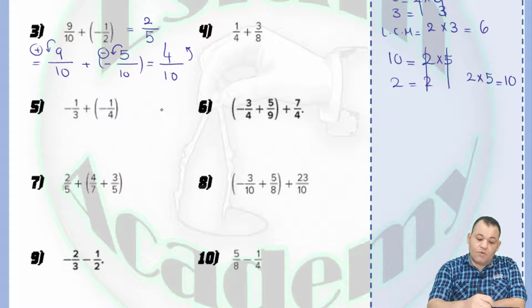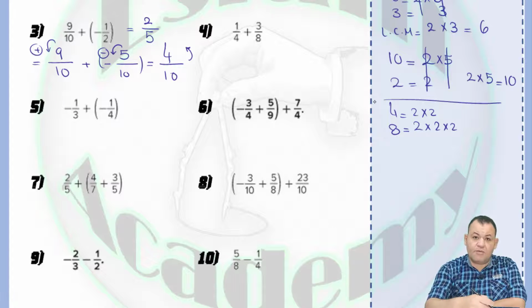For question number 4, 1 over 4 plus 3 over 8. We have 4 equals 2 times 2, and 8 equals 2 times 2 times 2. Just factorize the number: find two numbers which, if you multiply them, the answer equals 8, which are 2 and 4. 2 is a prime number, and 4 equals 2 times 2. So we have 8 equals 2 times 2 times 2. And that's how we can factorize any number.